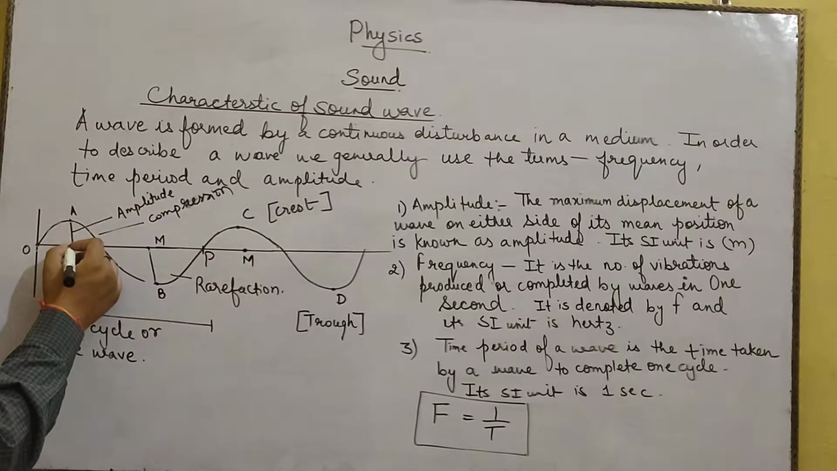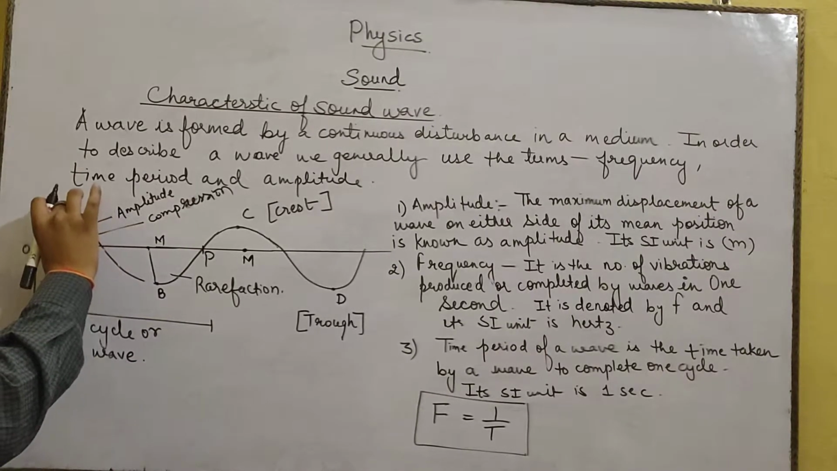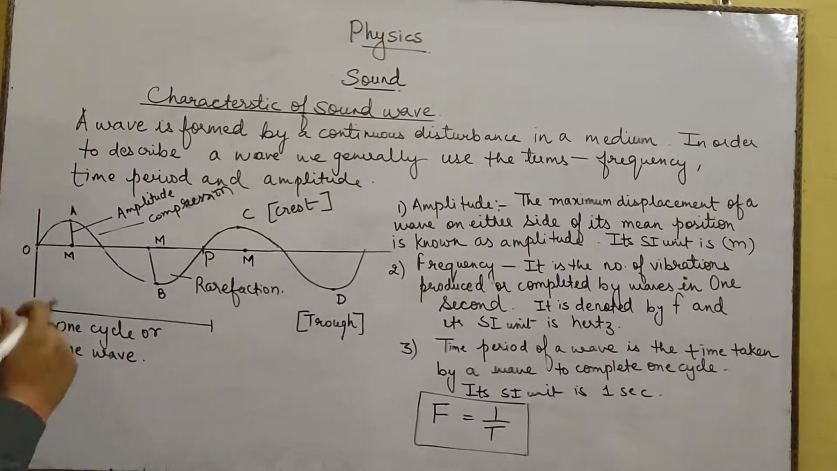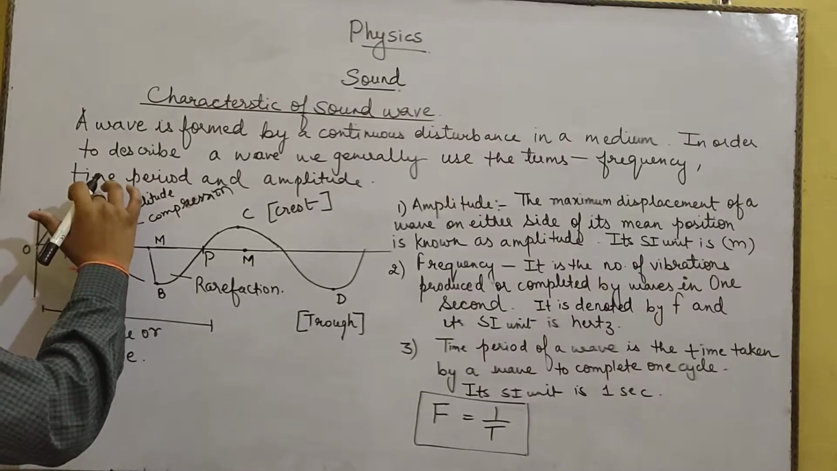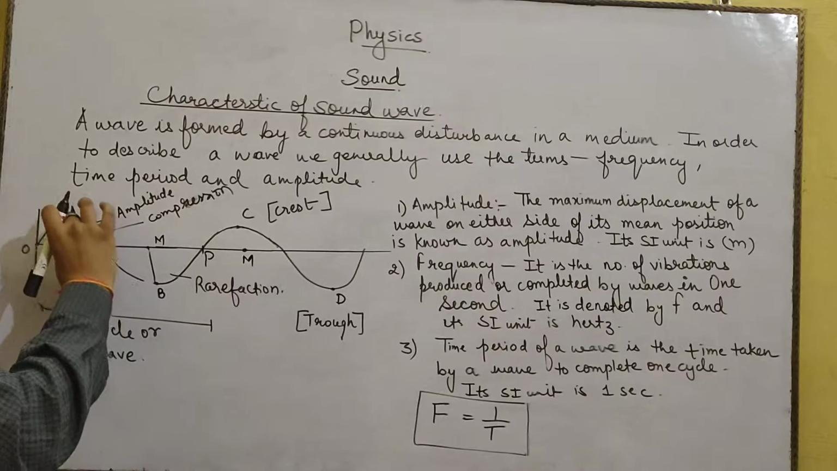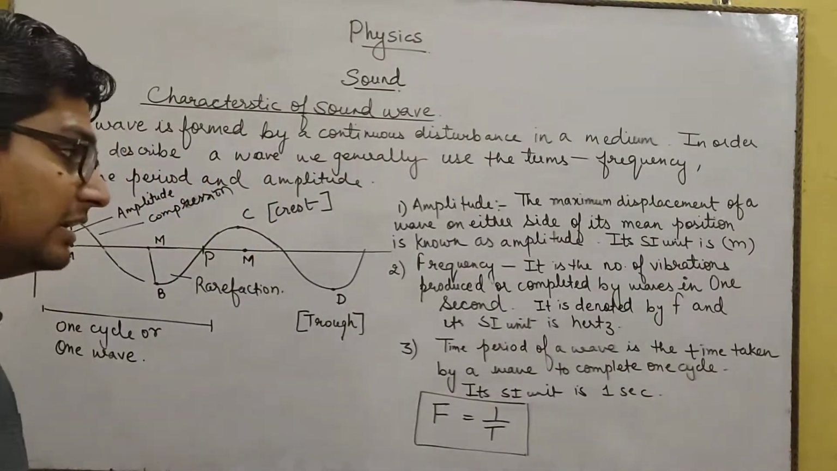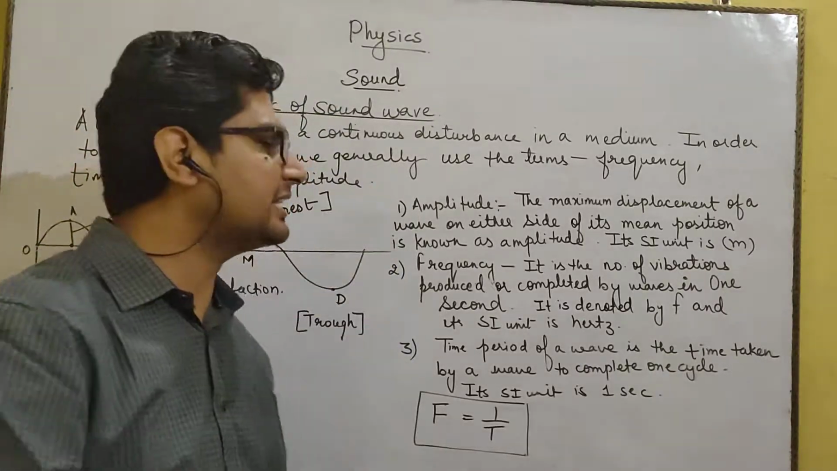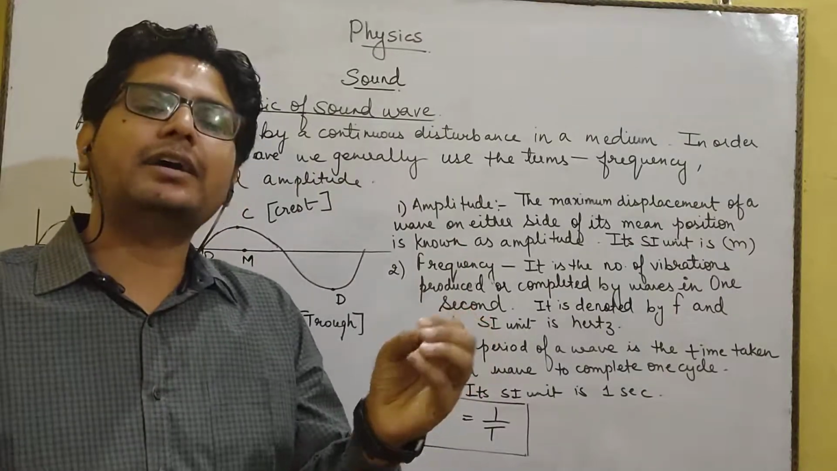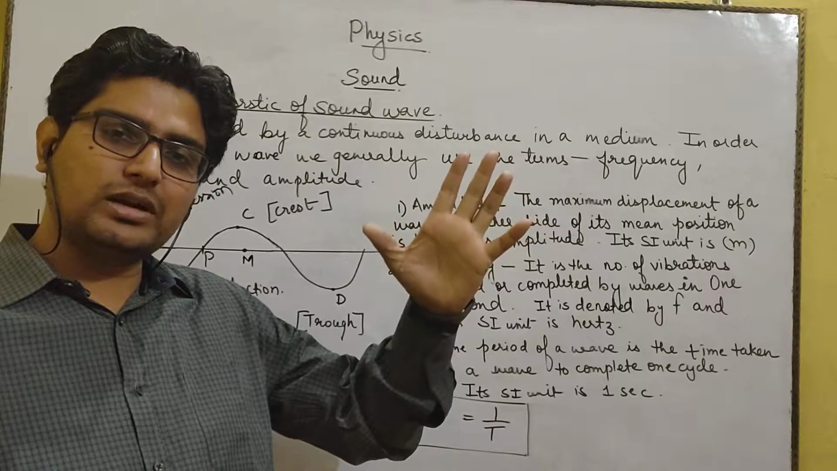Now, the particle was at its peak position and it has moved from point M to point A. So the maximum displacement it has covered, either on the upper side or on the lower side, from M to A, that is the maximum displacement by the particle about its mean position, and that is known as its amplitude. Suppose you take an elastic band, a rubber band or a spring, and then you stretch that rubber band and you release it.